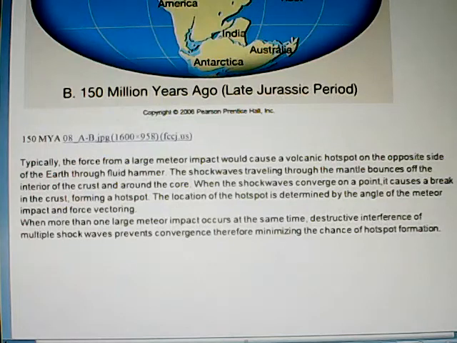Typically, the force from a large meteor impact will cause a volcanic hotspot on the opposite side of the Earth, which I've said before, through fluid hammer. Shockwaves traveling through the mantle bounce off the interior of the crust and around the core. When the shockwaves converge on a point, it causes a break in the crust, forming a hotspot. The location of the hotspot is determined by the angle of the meteor impact and force vectoring. When more than one large meteor impact occurs at the same time, destructive interference of multiple shockwaves prevents convergence, therefore minimizing the chance of hotspot formation.